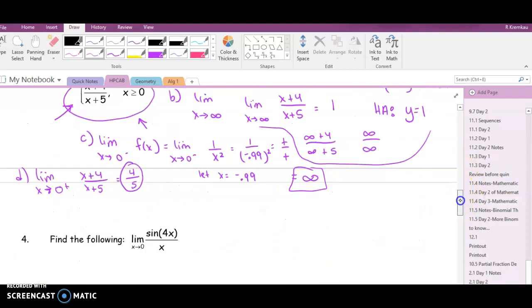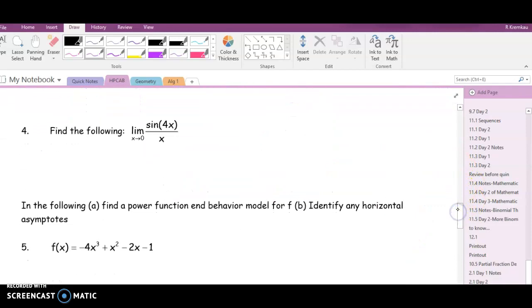Let's go to the back. Number 4 is kind of a doozy. You're going to see one similar to this in the homework. We've got the limit as x approaches 0 of sine of 4x over x. Notice this looks very similar to what we've been doing before. We've been doing a lot of sine of x over x. This is sine of 4x over x. So what we want to do is try and make this look more like this. This one's kind of a weird one.